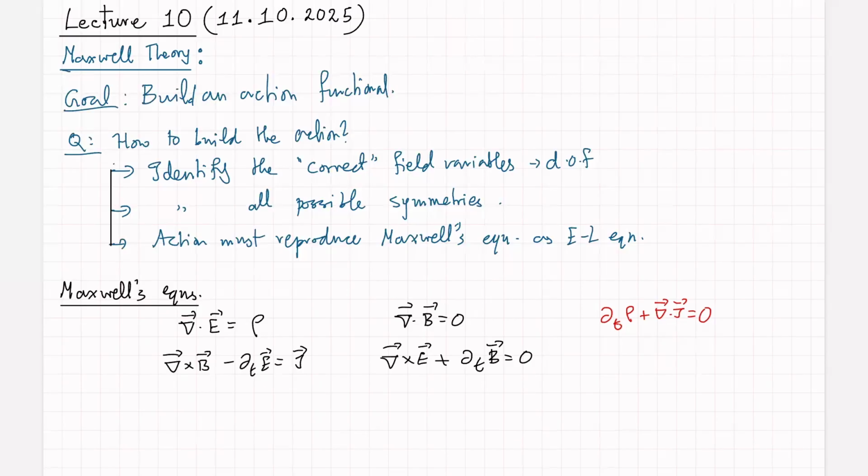Okay. Yes, got it. Thanks. So these, as you know, are called the inhomogeneous Maxwell's equations because the right-hand side is not 0. And these are the ones which are usually called the homogeneous Maxwell's equations.